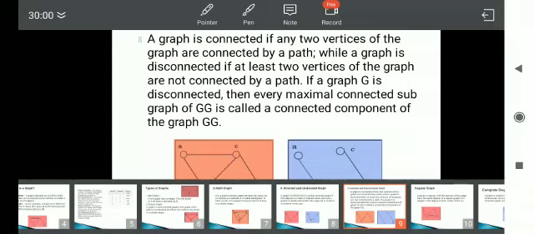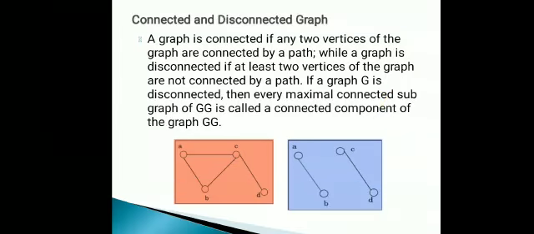If a graph G is disconnected, then every maximal connected subgraph of G is called a connected component of the graph. In this example, we can see that we have a graph A, B, C, D in which all vertices are covered with the edges. So we can say that it is a connected graph. But in the second example, the graph A, B, C, D is not connected. The vertices A and C are not connected. So we can see that it is a disconnected graph.